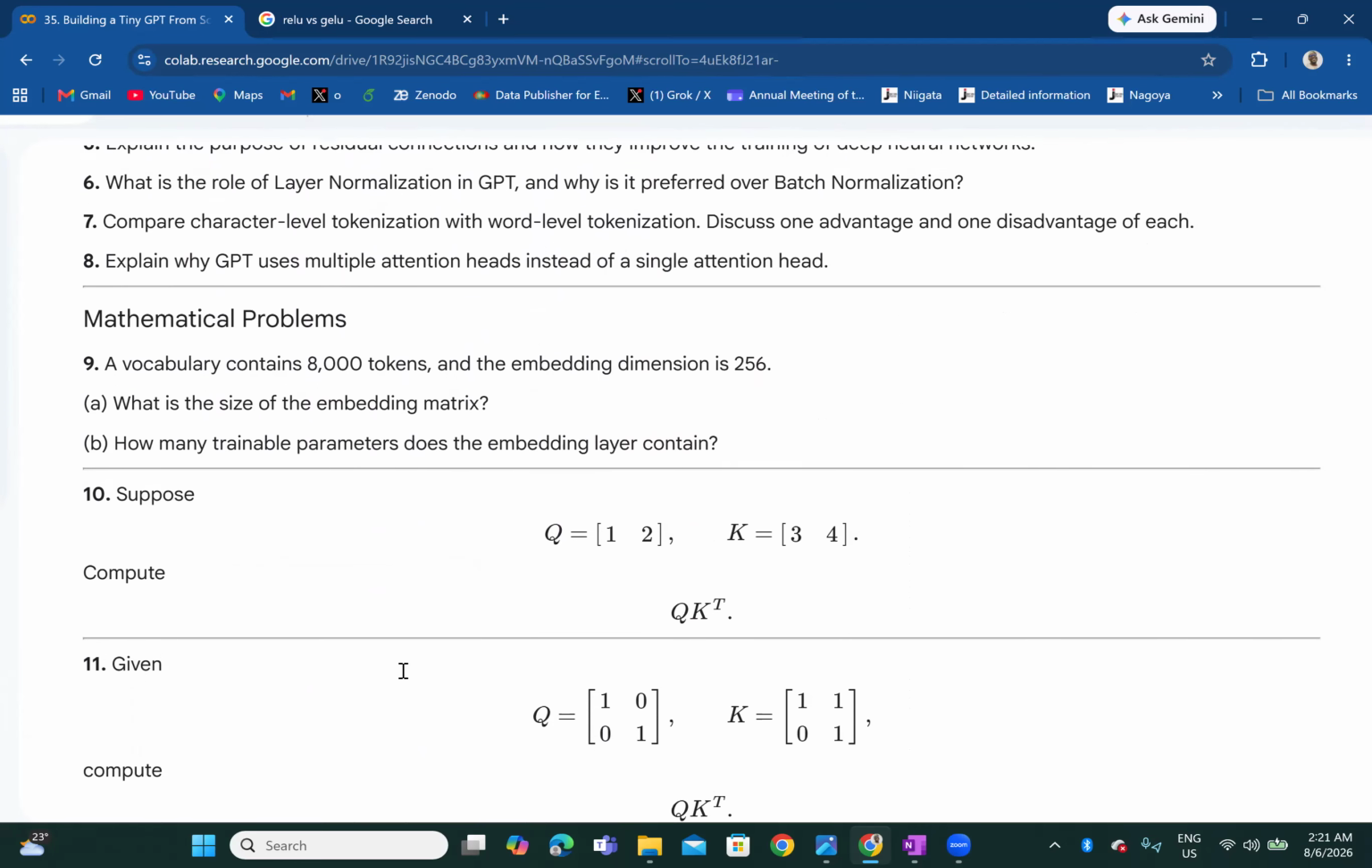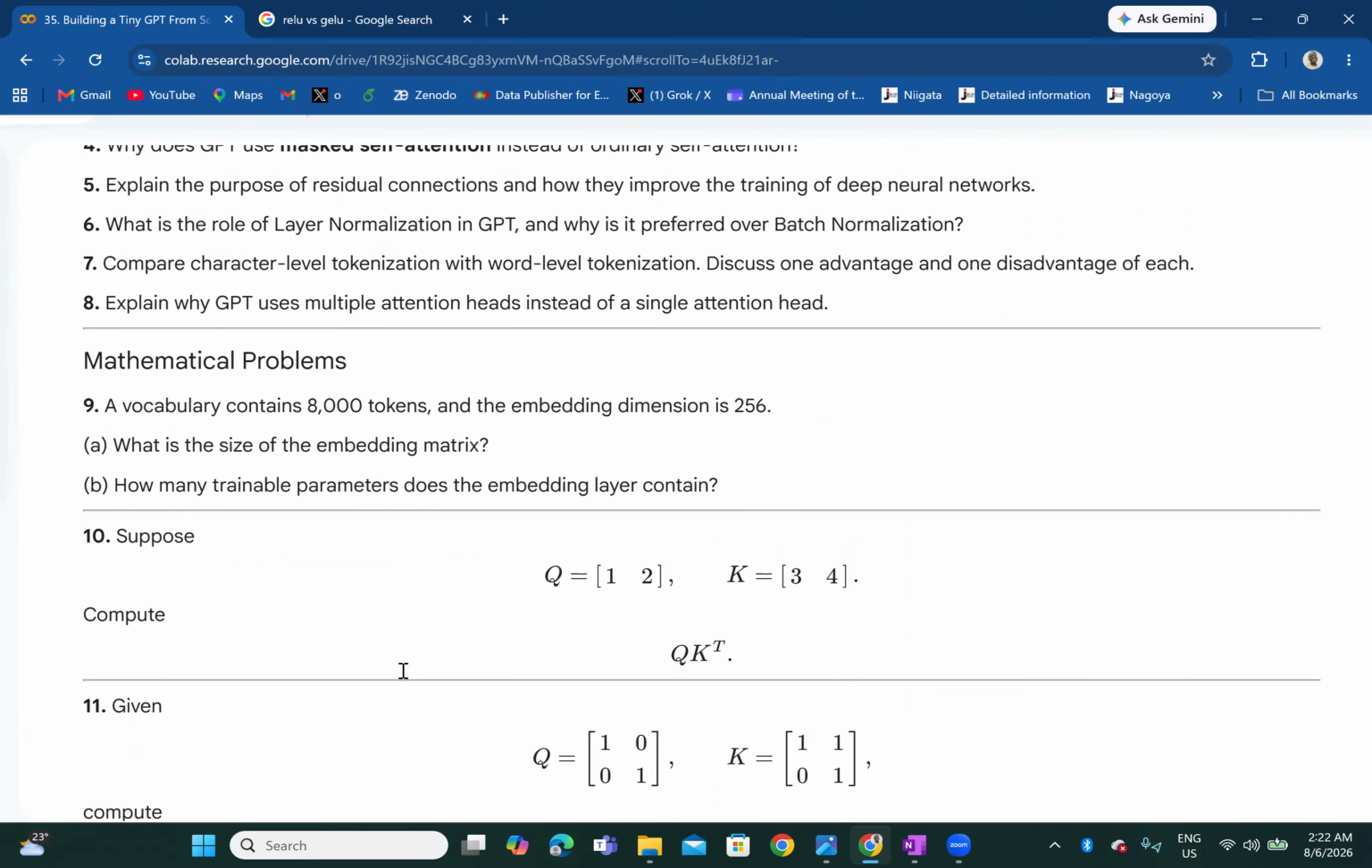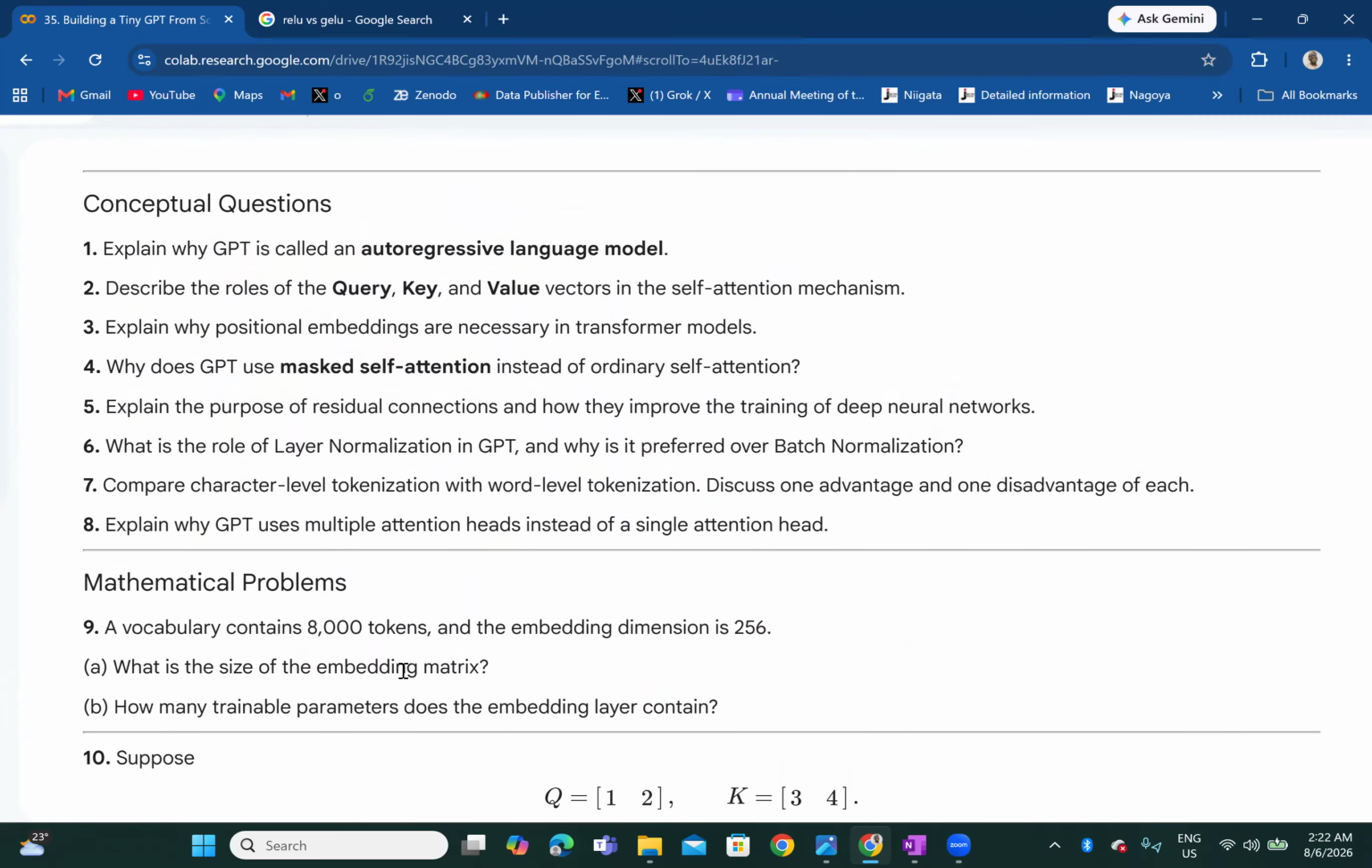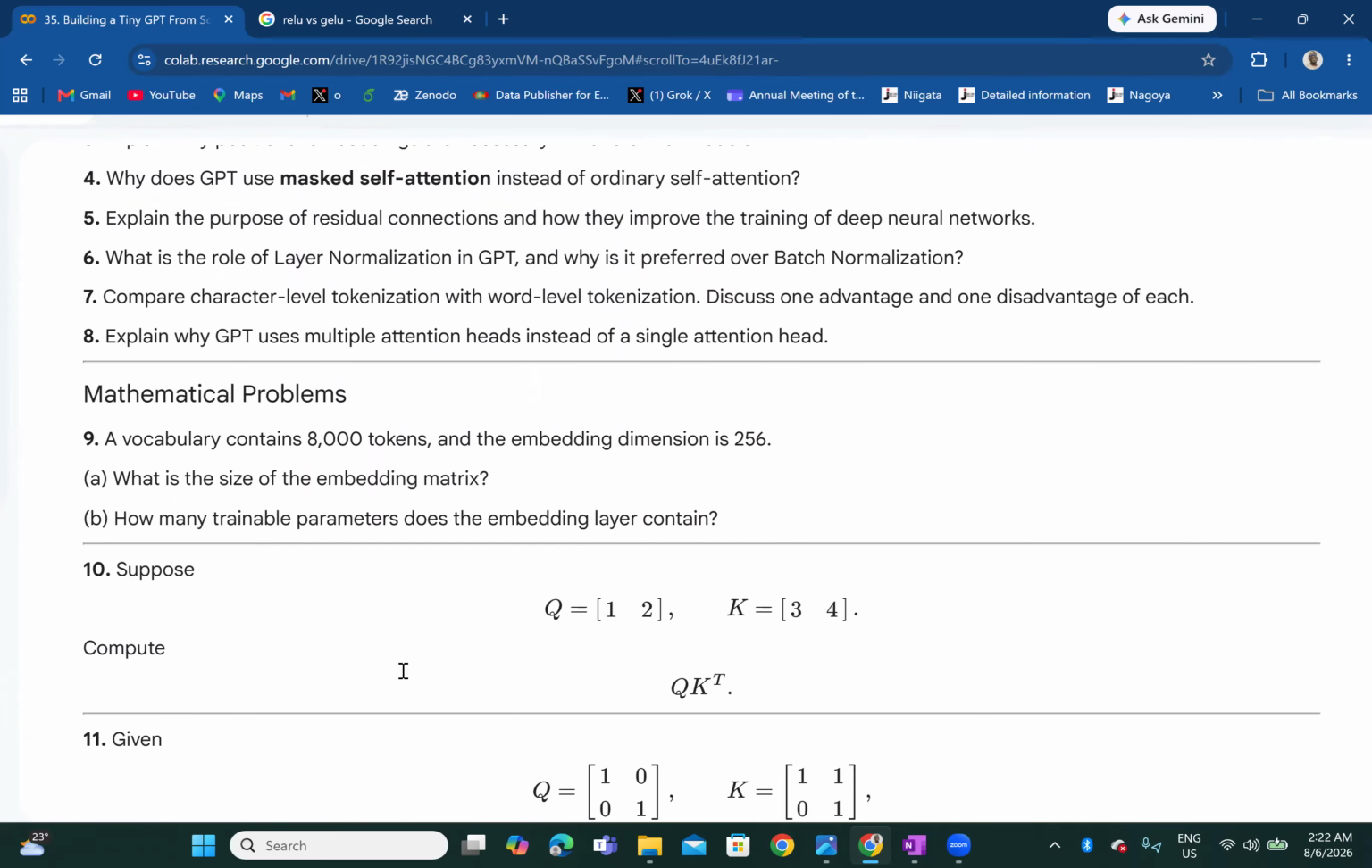Because so much time has been taken already, what do I do? Okay, well, I think I'm going to answer questions 9 and 13 here. Question 9 says a vocabulary contains 8,000 tokens and the embedding dimension is 256. What is the size of the embedding matrix? Then how many trainable parameters does the embedding layer contain? We're going to do that.